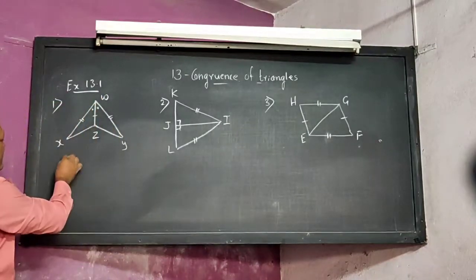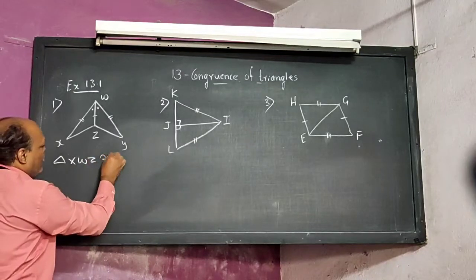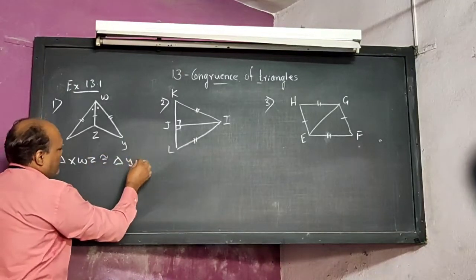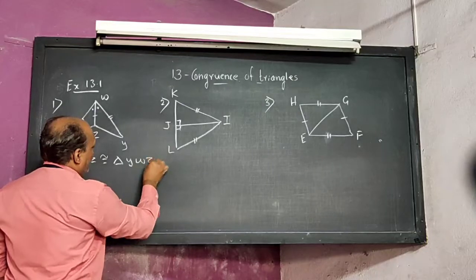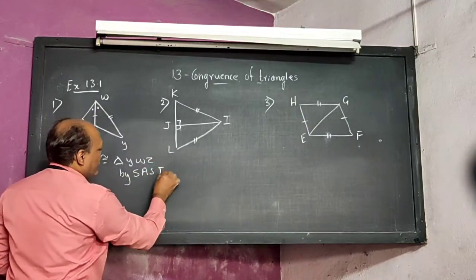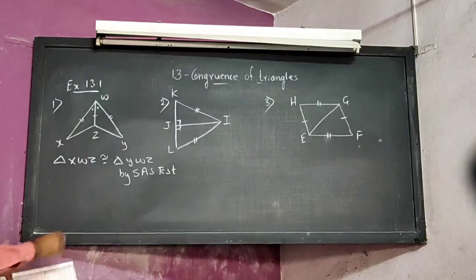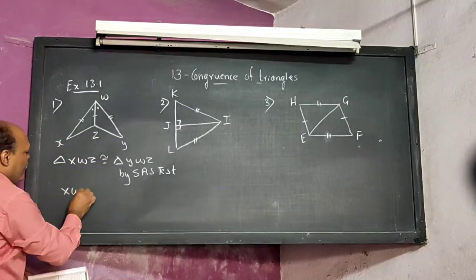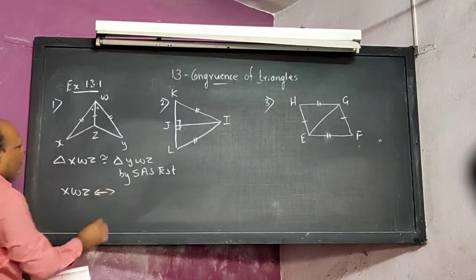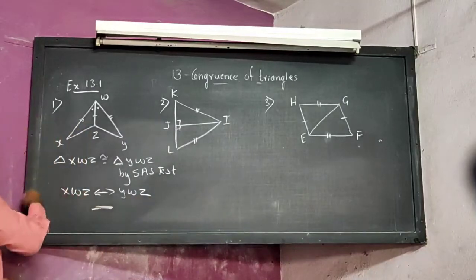That means triangle XWZ is congruent to triangle YWZ by the side angle side test. And now we have to write the one-to-one correspondence between the vertices. That means XWZ one-to-one corresponds to YWZ. I hope all of you understood sum number 1.